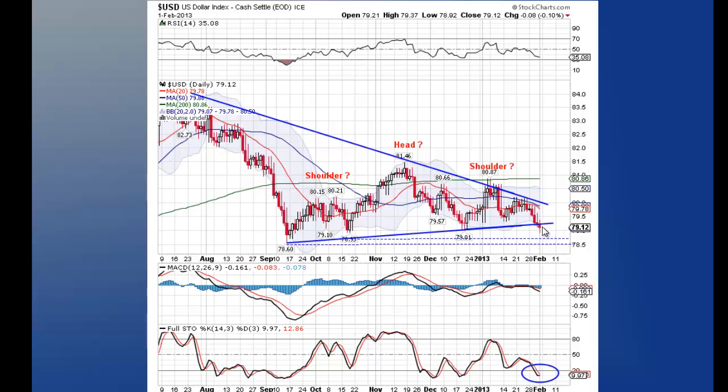Any further price softening could potentially target 79.01 level, followed by 78.33, followed by 78.60. All of these are logical support levels on the way down. Stochastics is oversold. On the way up, 79.56 would be a resistance level, followed by 78.70, 79.78, followed by this 80 psychological level as well. So a number of levels for us to watch.